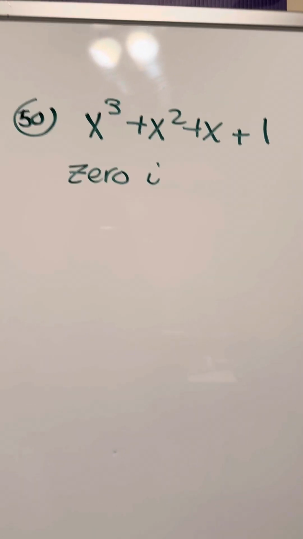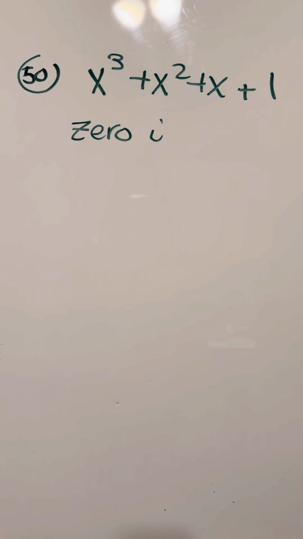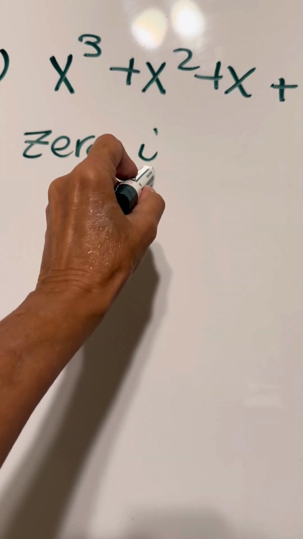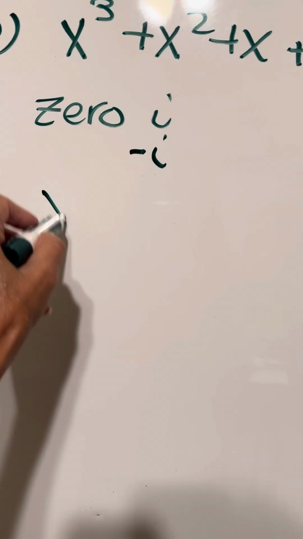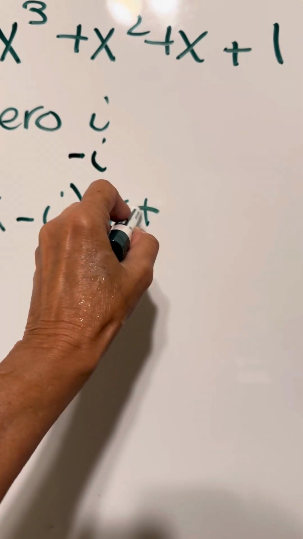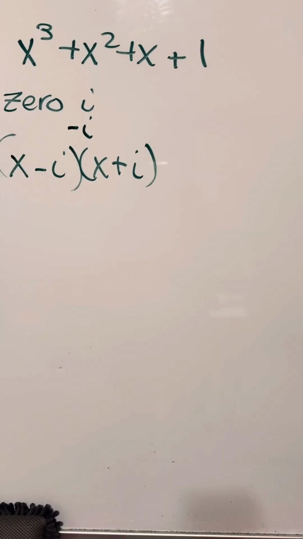All right, Charlotte, this is problem 50. If it says it has a 0 of i, because it's complex, it also has a 0 of negative i. So you know two factors, x minus i and x plus i. And you could multiply those. All right, I'll multiply them in just a minute.